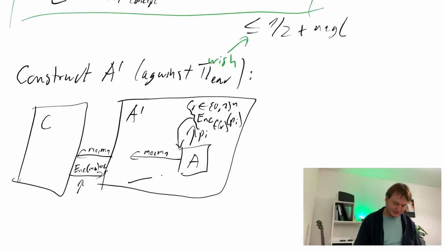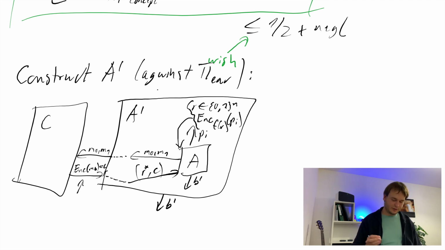And then we just give the c to A, and we just come up with a random r, let's call it r star, and give that to A. Then for A, this looks kind of okay again. There's a random r in front, and then there's something that is an encryption under a random key. And then A would output a guess b prime, and A prime would also just output the same bit. So all of this works perfectly.